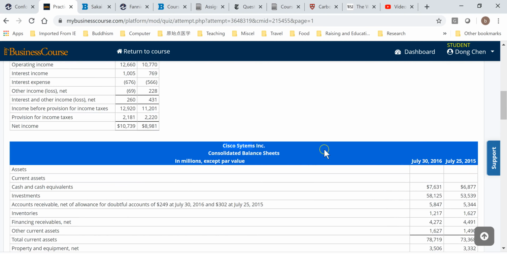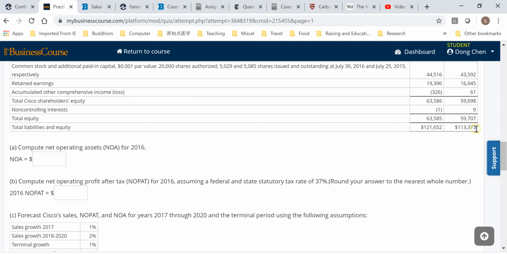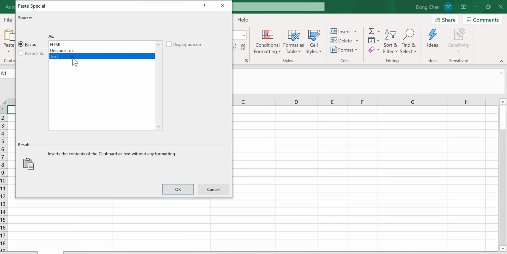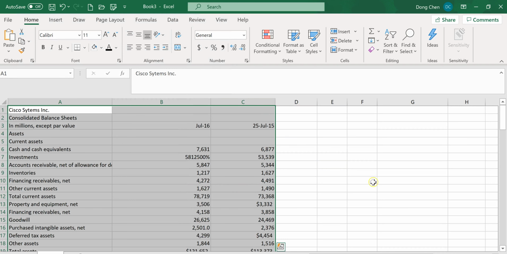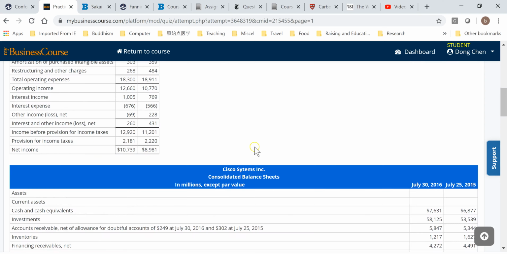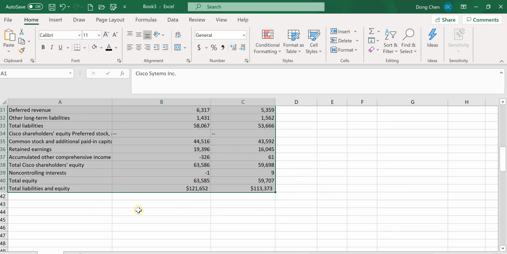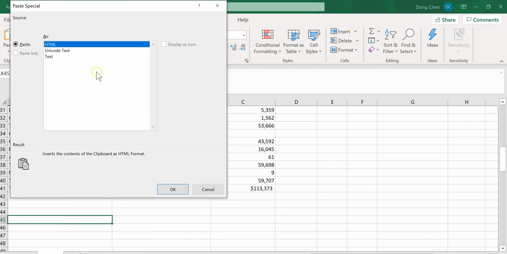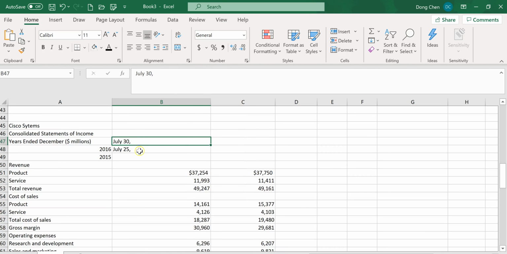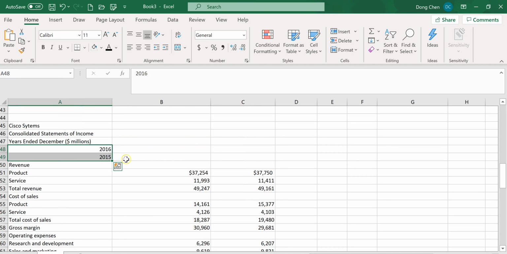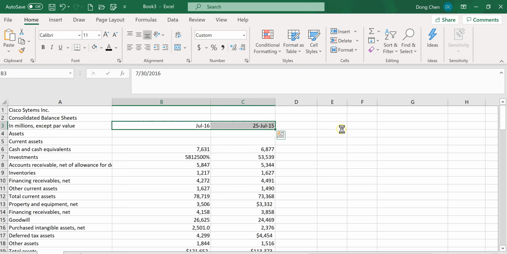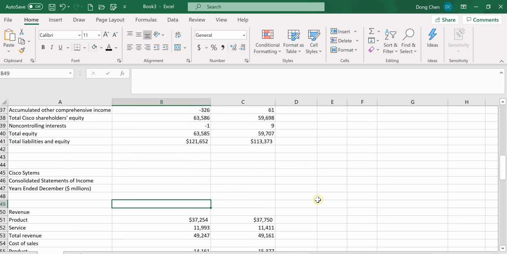In order to do that, let me first copy the balance sheet to my worksheet. So I want to paste special, as text. And I also want to copy the income statement, because later on I will also need it. So just copy it here, again paste as text. There are some places which are not copied appropriately, so I just need to copy the number here.